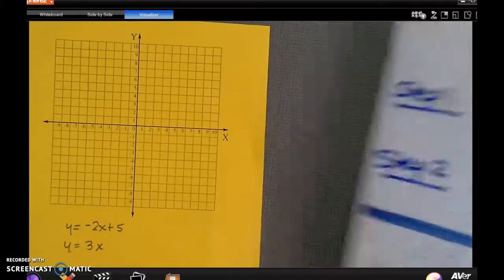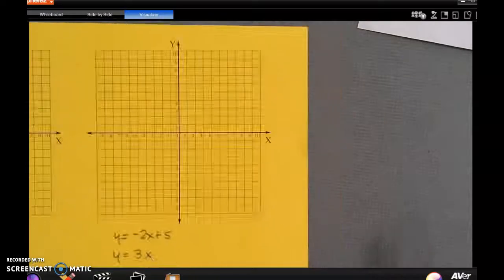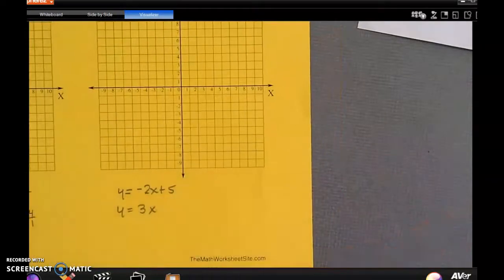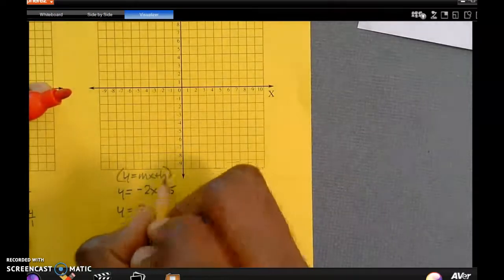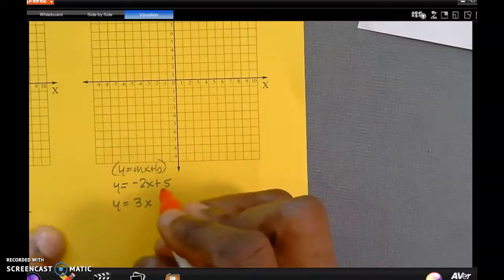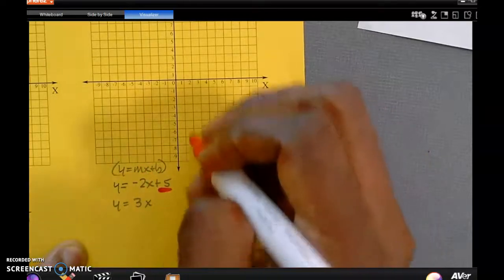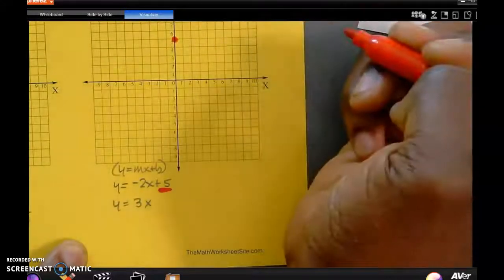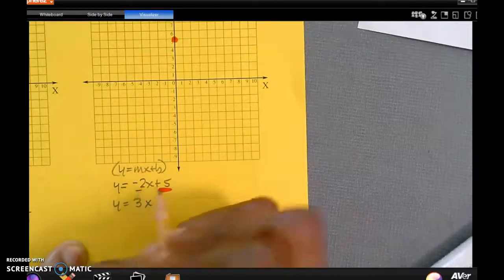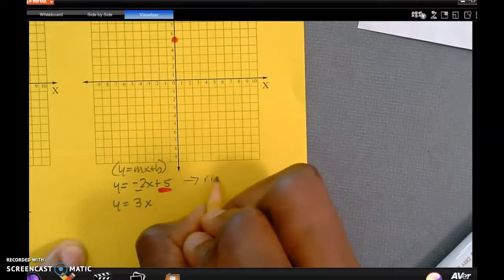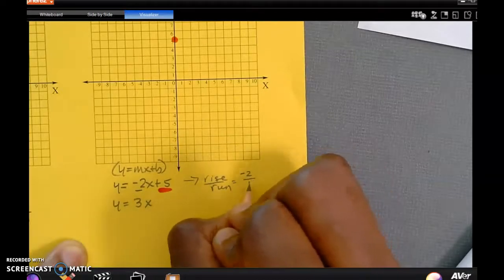All right, so I'm going to move this off to the side for now. I'm going to use the exact same principles that I did before, where y equals mx plus b is your format for the equation of a line. Starting here, I'm going to use this value as my b because it matches up. So 5 will be that first value. And then I'm going to use my slope in the format of rise over run. This is a negative 2, therefore it's a negative 2 over 1.